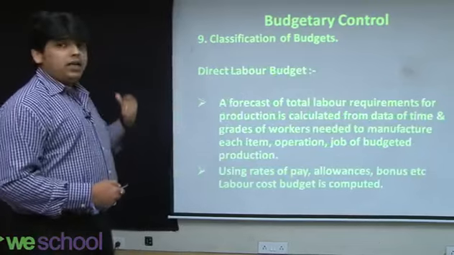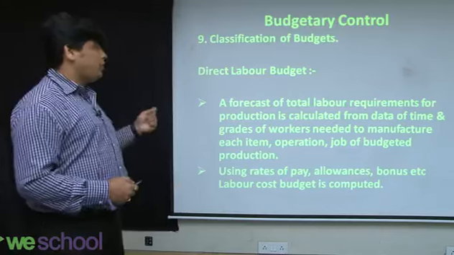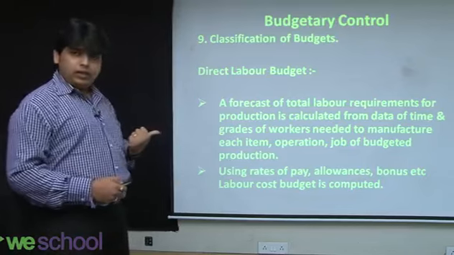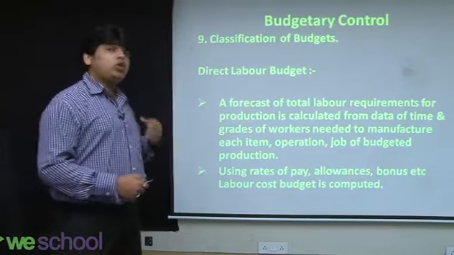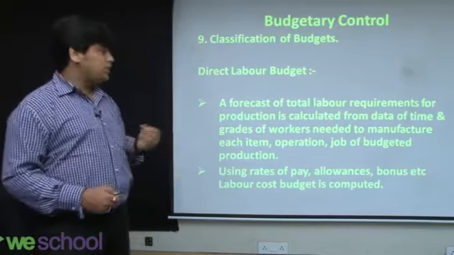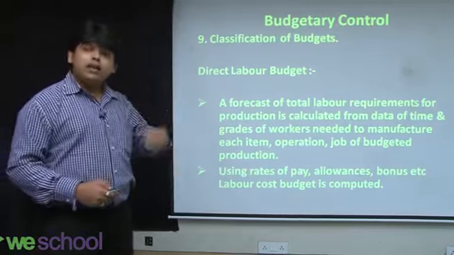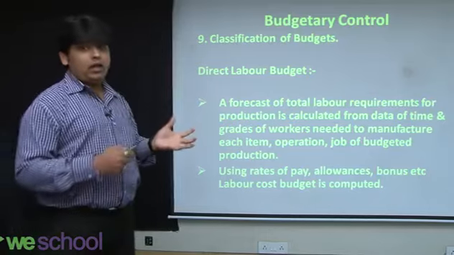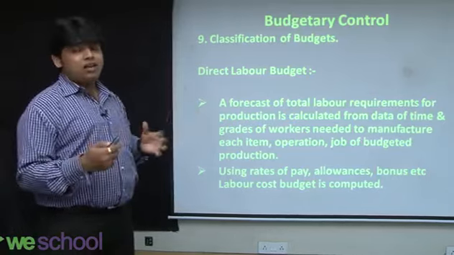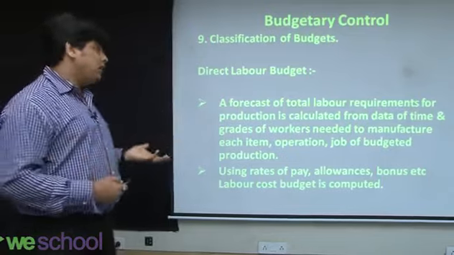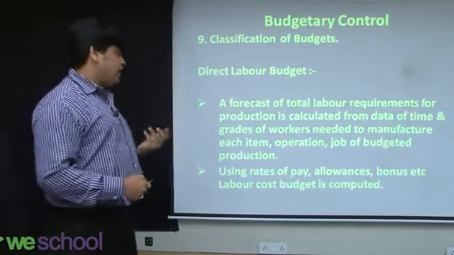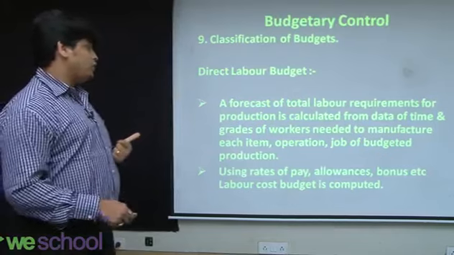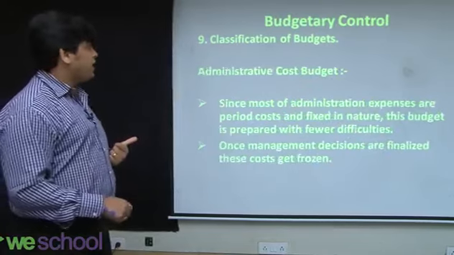Okay, direct labor budget. It helps us to forecast the total labor requirement for the production, calculated from data of time and grades of worker needed to manufacture. In the labor budget, we will find out the total labor requirement, calculated on the basis of the time and the grades of worker needed, whether we require skilled or unskilled labor, what is the number of skilled and unskilled labor, whether skilled is more, unskilled is less. Accordingly, we will decide the rate and make the budget of that, and that will help the finance manager to arrange the finance. Using the rates of pay, allowance, bonus, etc., labor cost budget is computed by the HR head.